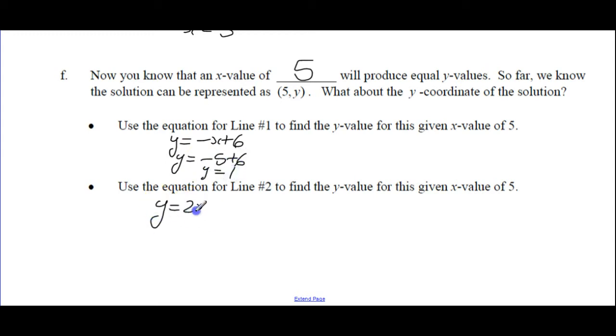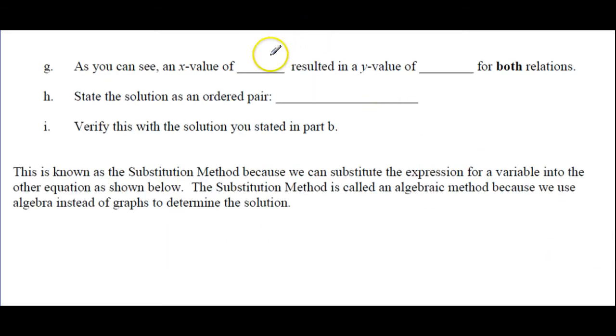Equation 2, the expression is y equals 2x minus 9. Substituting an x value of 5 gives us y equals 10 minus 9, or y equals 1. So it didn't seem to matter which one we used there. As you can see, an x value of 5 resulted in a y value of 1 for both relations. The solution as an ordered pair is 5, 1.